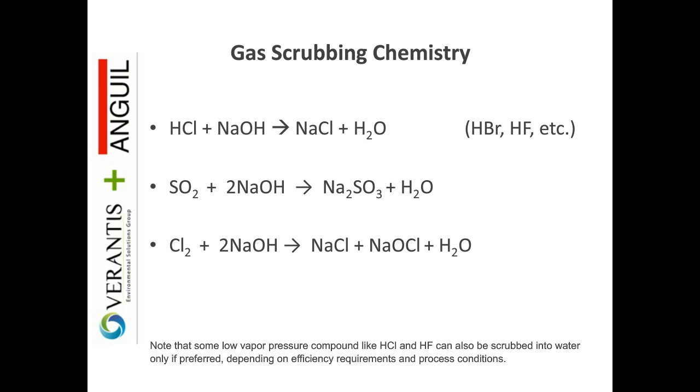HCl and HF can, in many cases, be scrubbed to fairly high efficiency using only water, if preferred. Most of the time, folks are looking to neutralize them anyway, and so we'll go ahead and add a neutralizing chemical like we show here in the top reaction, combining HCl with sodium hydroxide to make sodium chloride, simply because it's coming in at fairly low concentration, and they're going to need to deal with that anyway before they discharge it to wastewater.